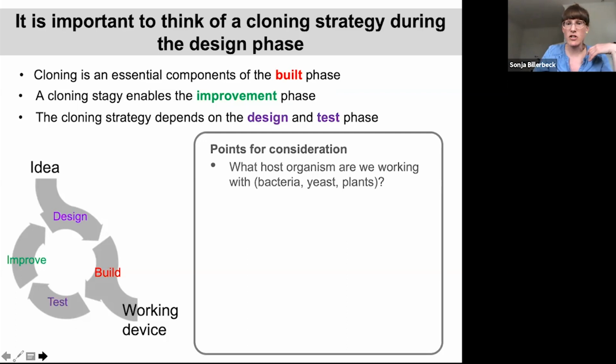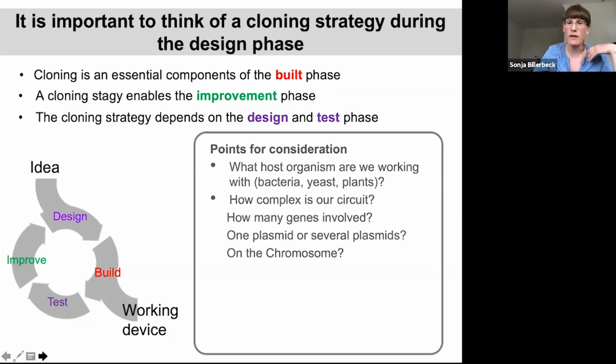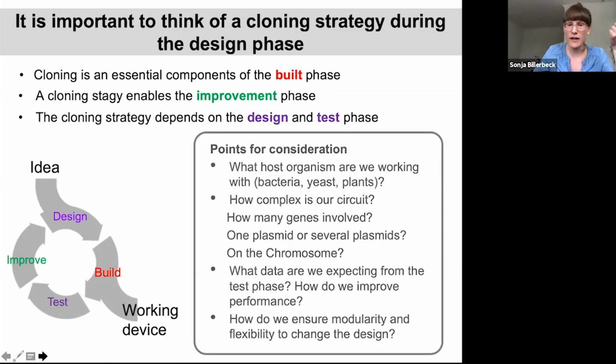The points for consideration: what host organism are you going to work with? How complex is your circuit? So how many genes are going to be involved? How many plasmids are you going to need? Or are you even going to work on the chromosome? For the improvement phase, it's good to consider already in the design phase, and also for the test phase, what data are you expecting? So what component of the circuit is actually testable? Because that one is also the component you want to have interchangeable, because that's the one you can iteratively improve. And then again, the question: how do you ensure modularity and flexibility to change the design rapidly?